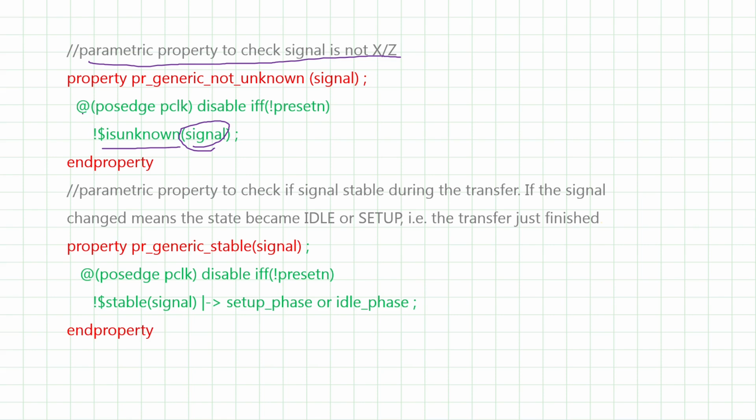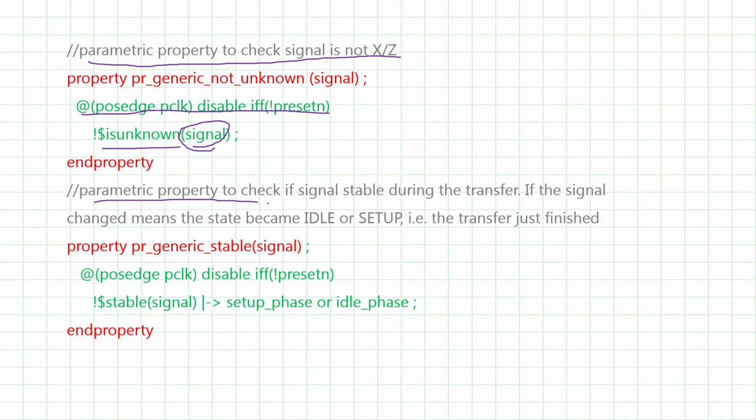How is the property violated? At every positive edge of the clock, it will check if there is a reset. If there is no reset, then it will check whether the signal is unknown or not. If it is unknown, then it will give an error, which means our assertion will fail. If it is not unknown, then the assertion will pass.